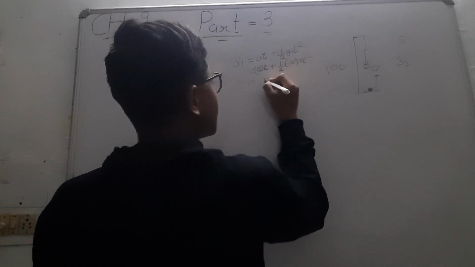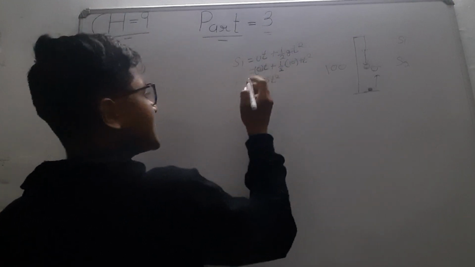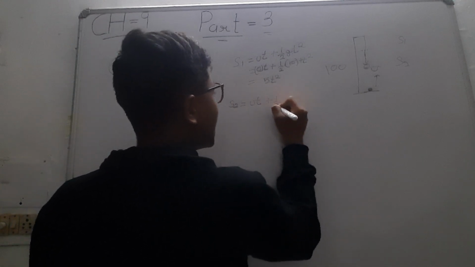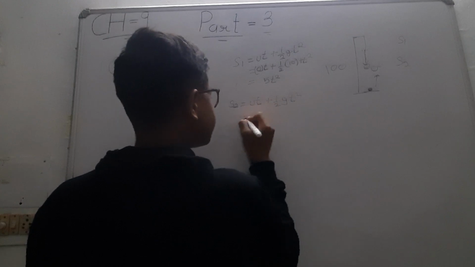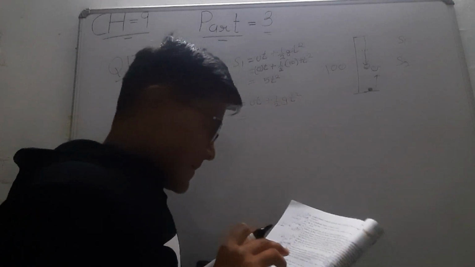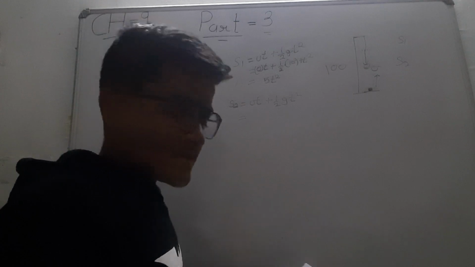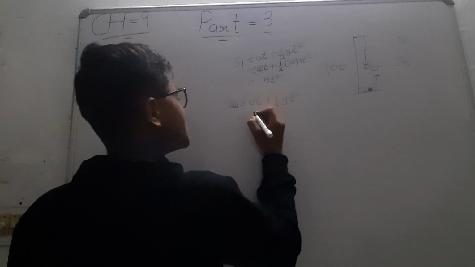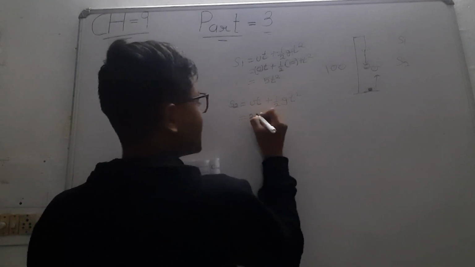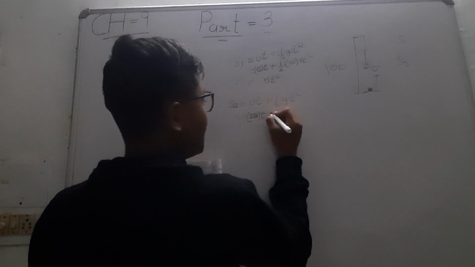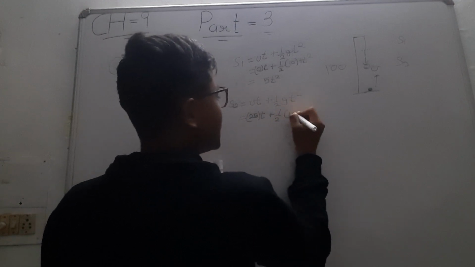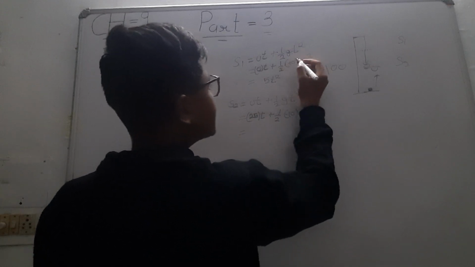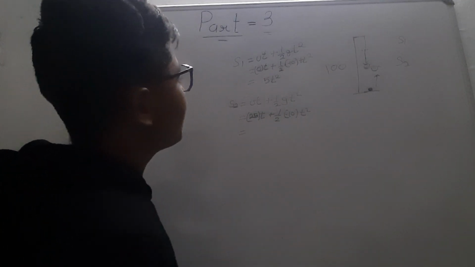So 5t square is our S1. And what is S2? ut plus half gt square. In this case, a person was throwing a ball from the ground. That means the initial velocity they have given is 25 meter per second. 25 into t plus half 10 into t square, minus. Okay, we have to take minus. Students, don't forget that we have to take minus.